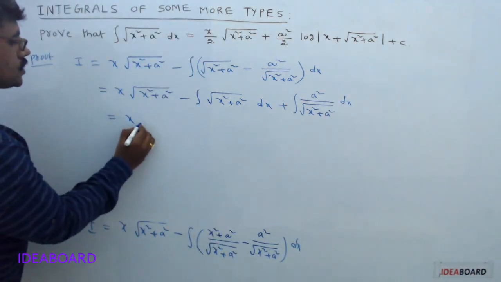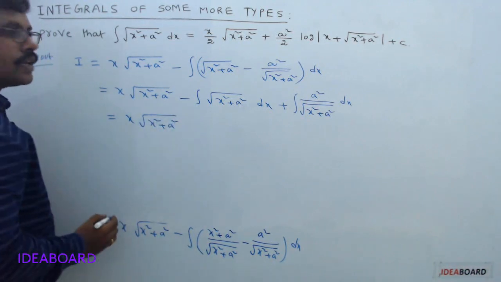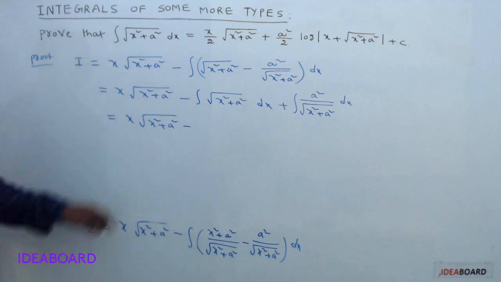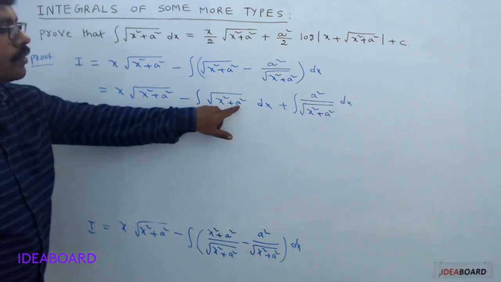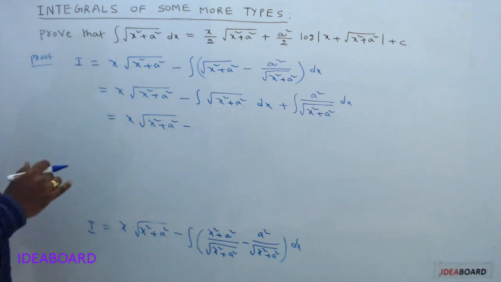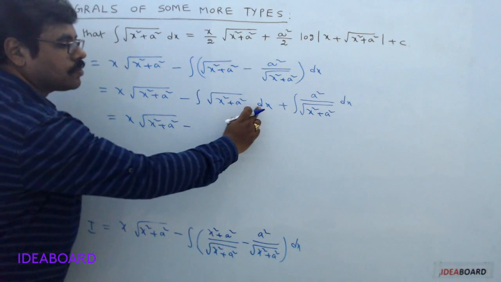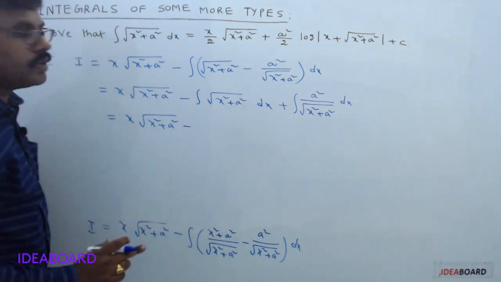Now this is x into square root of x square plus a square, minus integral of root of x square plus a square dx. In the beginning of the proof of this theorem, we considered integral of root of x square plus a square dx equal to I.